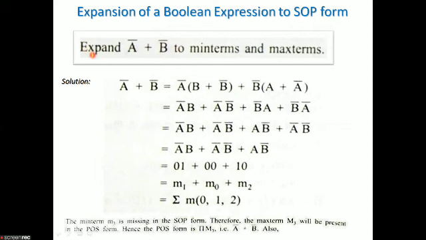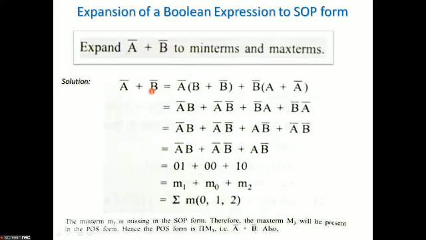Now we will be expanding A bar plus B bar to min terms and max terms, and this falls under the expansion of a Boolean expression to SOP form. So just see the solution. The given expression is a two variable function. What are the two variables? A and B. In the first term, A bar, the variable B is missing. Similarly, in the second term, B bar, the variable A is missing.